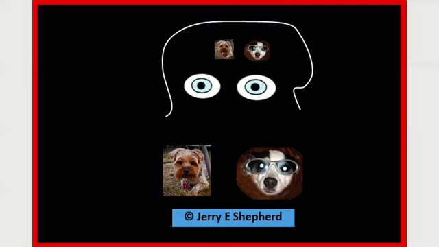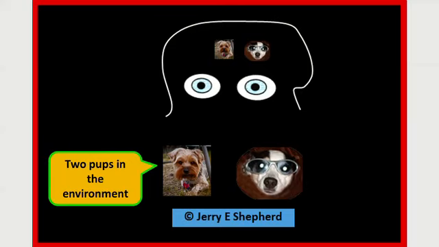Our eyeballs serve as cameras that capture images of objects in the environment, like the two pups in this drawing. These images are converted to nerve impulses in our eyeballs, which are processed in our brain so that we experience the phenomenon of seeing the two pups and visualize their activities as they move about and interact with the environment.